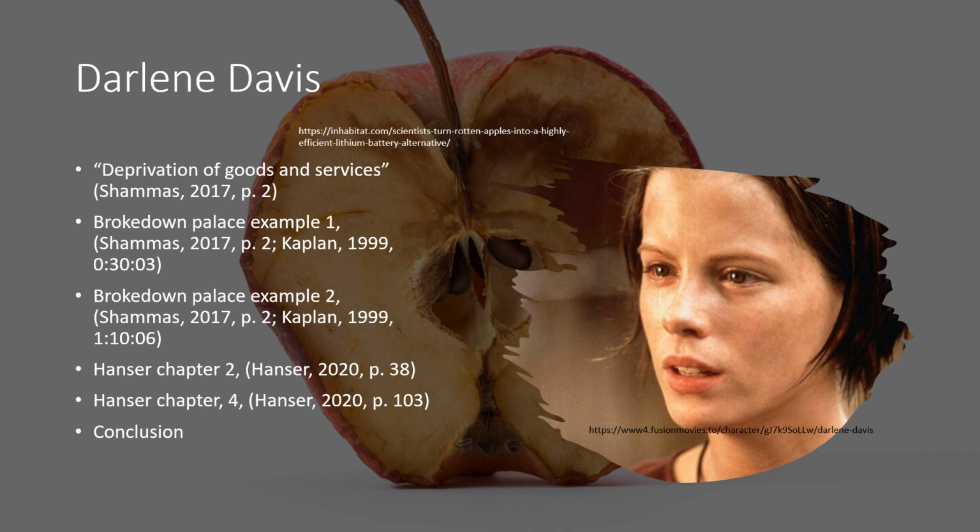The second Brokedown Palace example comes from Kaplan 1999, 1 hour, 10 minutes and 6 seconds. This is essentially where Alice faints due to an ear infection caused by a cockroach. The Hanser 2020 text that best correlates with this comes from chapter 4, specifically on Hanser 2020, page 103.